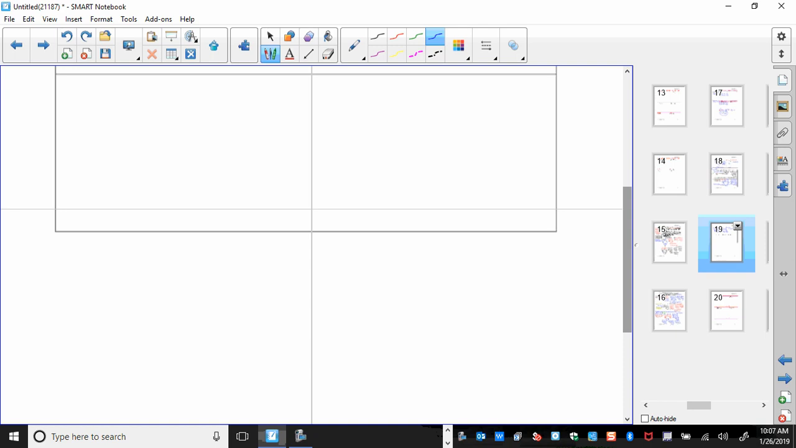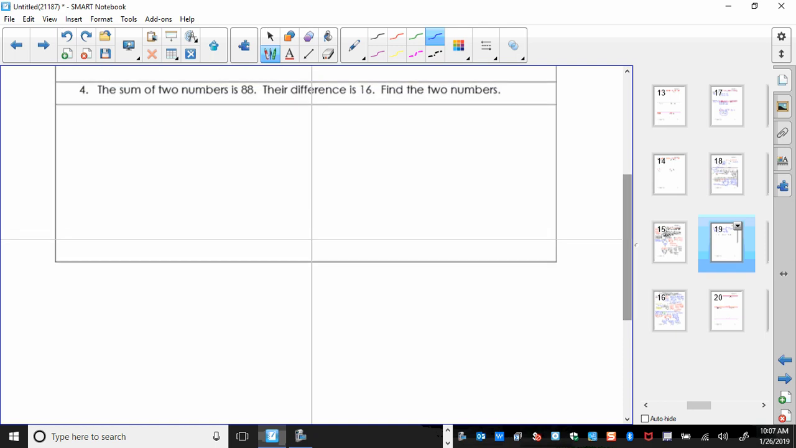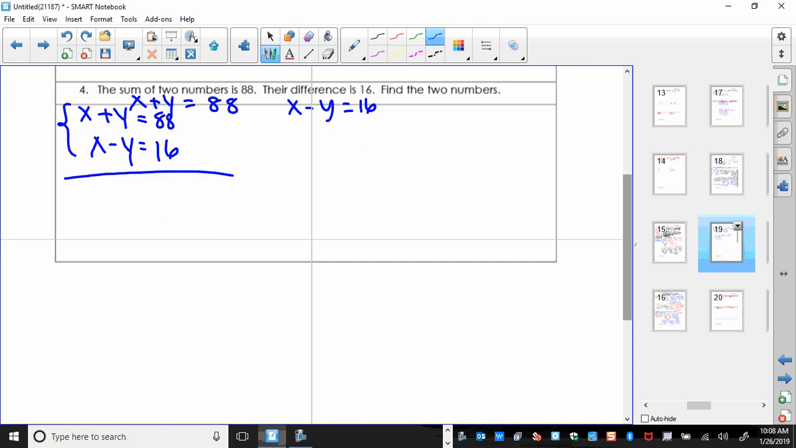Next one, let's read the problem. We have the sum of two numbers is 88. Their difference is 16. Our two numbers are x and y, so x plus y equals 88. And then x minus y equals 16. I come to my curly bracket, write my first equation, write my second equation, and we're going to be using the process of elimination. Once again, we could use something else, but why do that when we know what we're going to do, right?